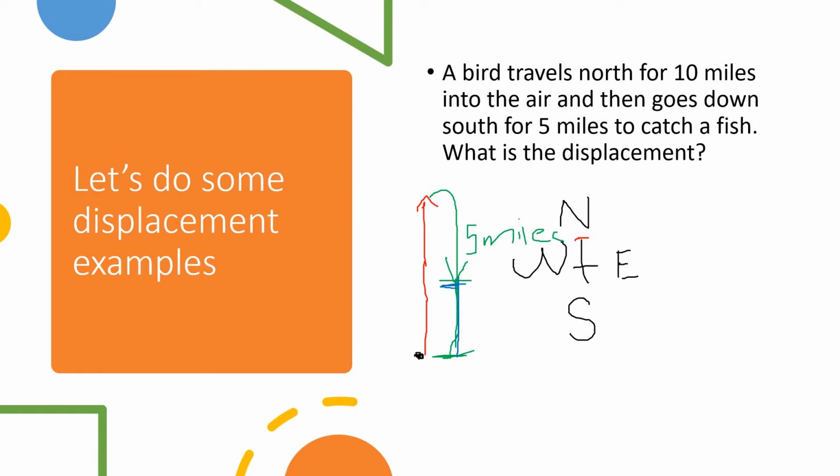In order to find this displacement, we have to do 10 minus 5 to get 5. This is because, remember when I told you guys in the previous slide that if you have opposite ways, so because north and south are opposite directions, you have to subtract. So you have to subtract the 10 minus the 5 to get 5 as your answer. So now let's go to our next example.